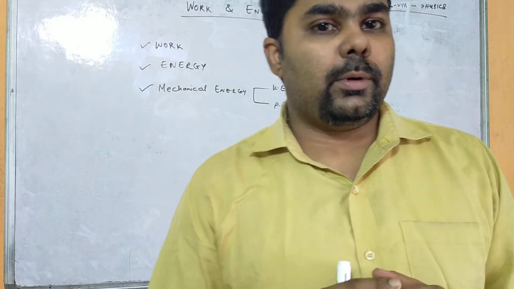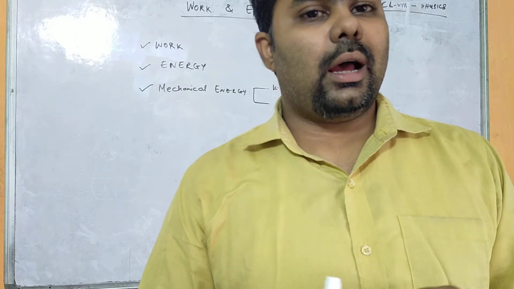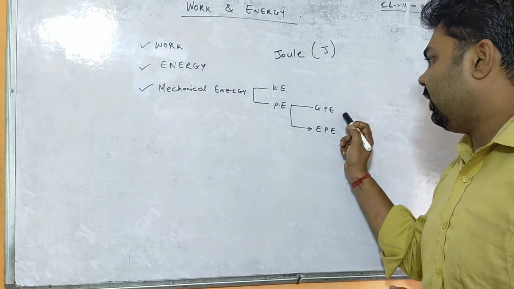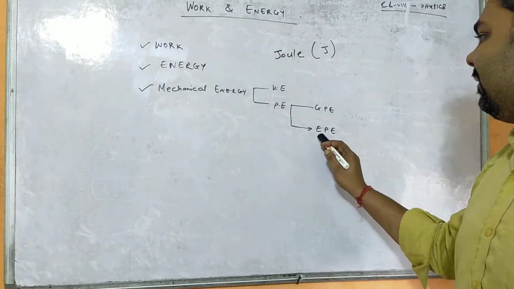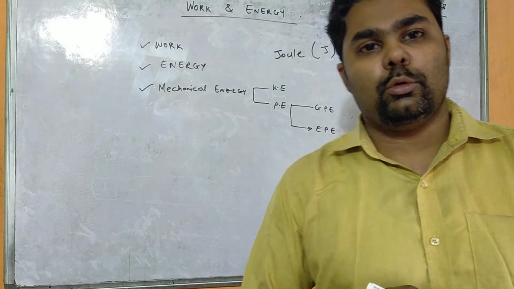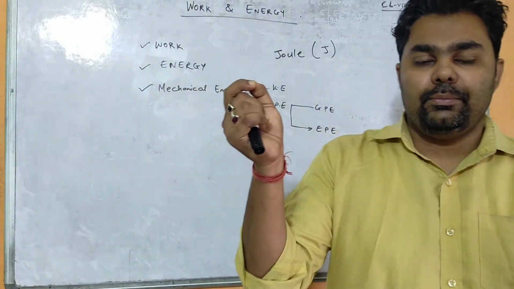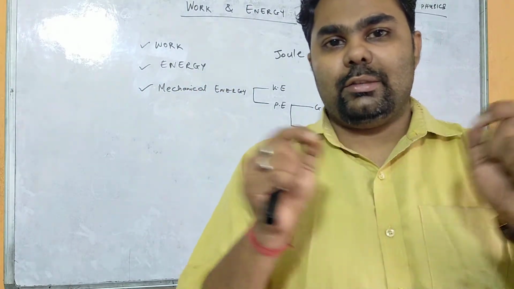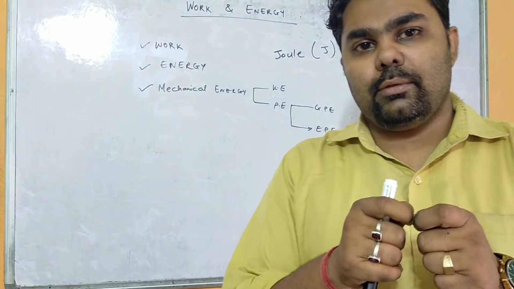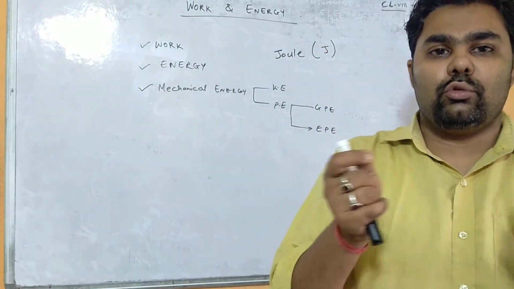So the energy possessed by a body by virtue of its position or height is known as gravitational potential energy. Whereas what is EPE? EPE stands for elastic potential energy, meaning the energy possessed by a rubber band on stretching. That means when you stretch a rubber band, there is a displacement and you are applying force against the restoring force.